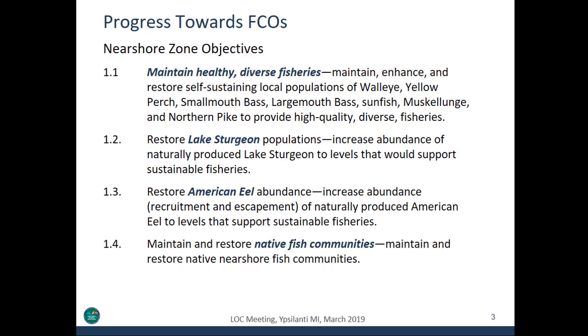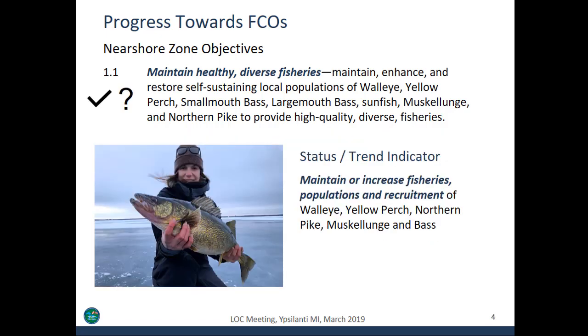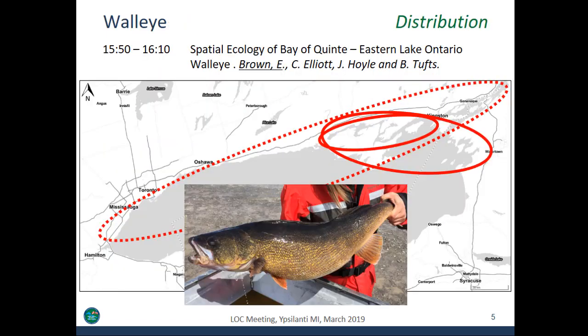So here's our nearshore zone goal. I won't dwell on this, but what I want to get into are the different nearshore zone objectives. So 1.1, we'll start there, is to maintain a healthy, diverse fishery. Our status and trend indicator for this is to maintain or increase fisheries, populations, and recruitment of some important species such as walleye, yellow perch, northern pike, muskellunge, and bass. For this nearshore zone objective, in some areas we're meeting the status and trend indicators, and in others the results are unclear. So first I'm going to talk about walleye.